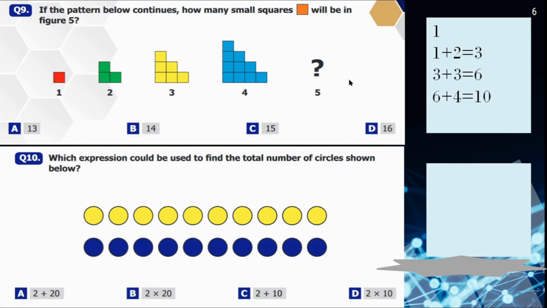So figure 5, we are adding 1, 2, 3, 4. Now we have to add 5 in the last number. That is 10 plus 5 is equal to 15. So C is our answer.